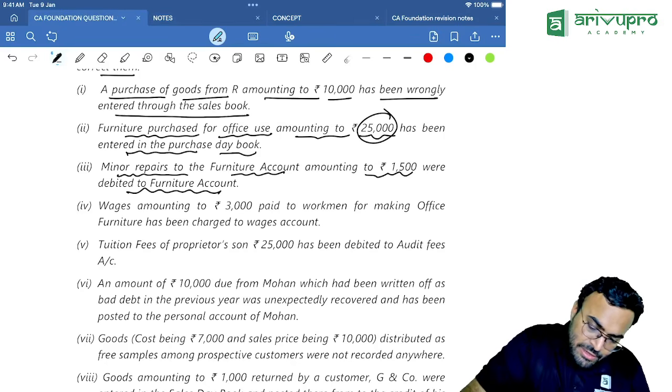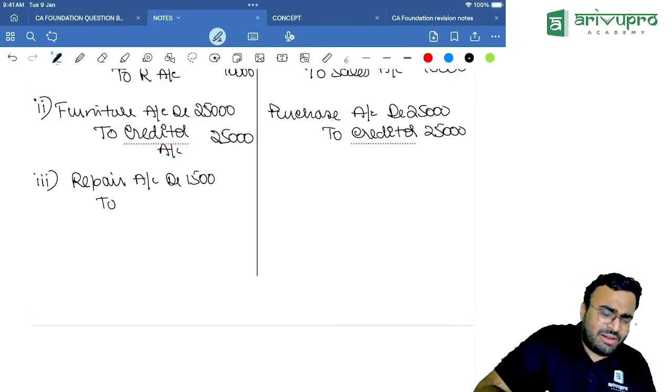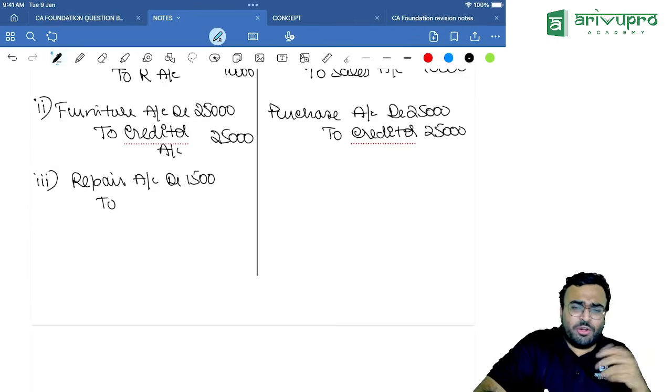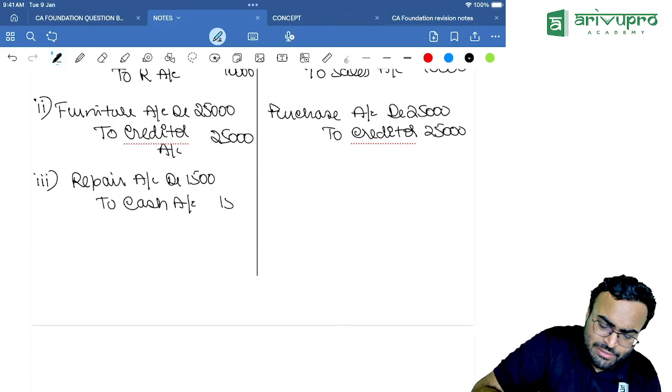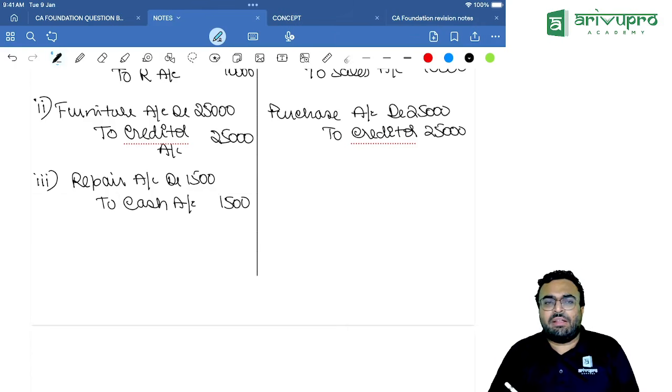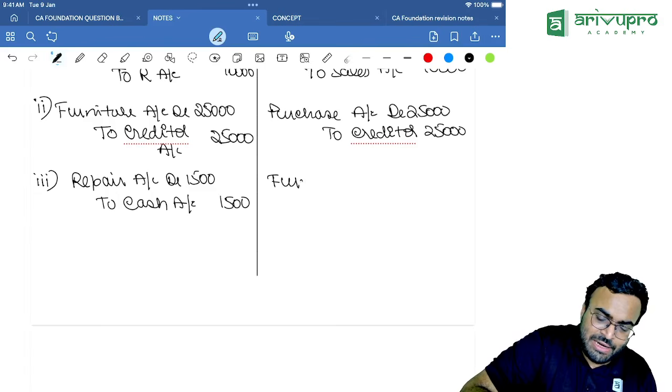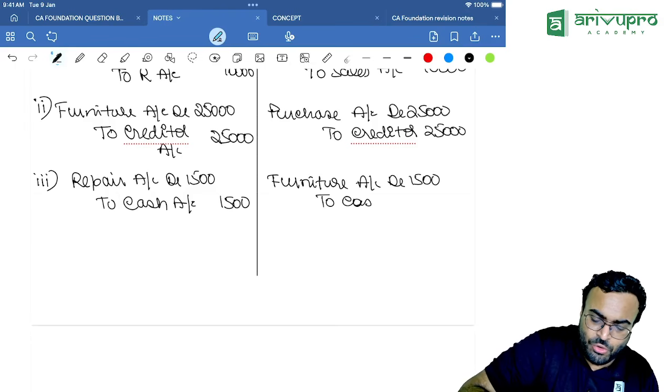Did they tell it is paid? Okay, but repairs, usually we assume that it is paid only. We don't have a creditor for it. So you can just write repair account debited to cash account 1,500. What is the wrong entry? They have passed the entry furniture account debited 1,500 to cash account 1,500.